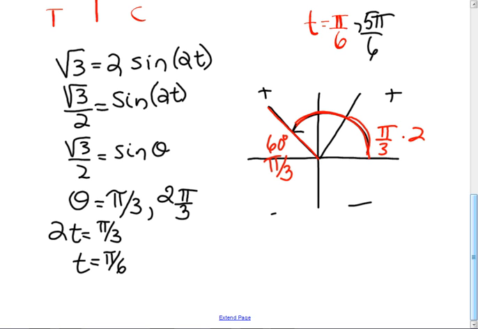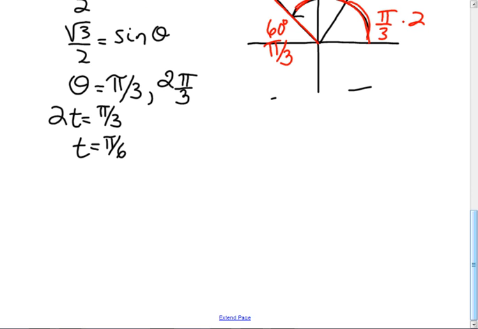I mean, I could change 120 back to radians, or I could leave it in degrees. Who cares? It doesn't really matter. So this would be 2 pi over 3. So since 2t is also equal to 2 pi over 3, what's t equal for this? What happens to the 2? It's pi over 3. So the next time is pi over 3.